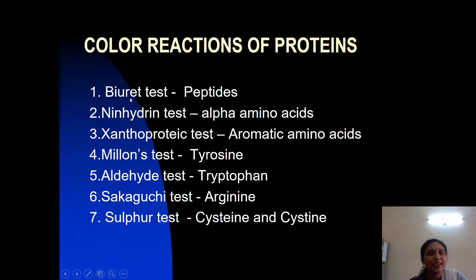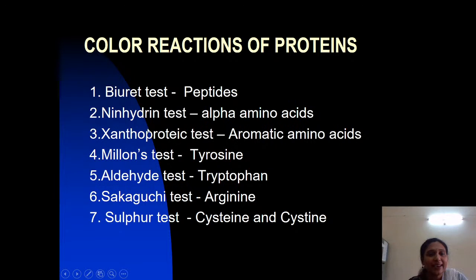In the biuret test, a purple color is observed. You can take some unknown solution, add a few drops of NaOH and copper sulfate, mix and see the color. If purple color is observed, that indicates the presence of peptide bonds, indicating the presence of protein. Then the next one is the ninhydrin test. Here also take the protein solution, add ninhydrin solution and boil for 2 minutes. If purple color is observed, that indicates the presence of alpha amino acid.